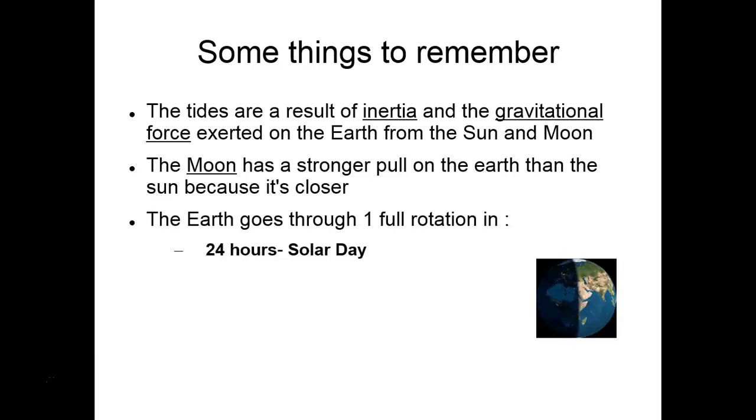The Earth goes through one full rotation in 24 hours, so we would call that a solar day, right? That is the amount of time for one location on Earth to be lit up and then go all the way around, be in the dark, and come back to being lit up again.